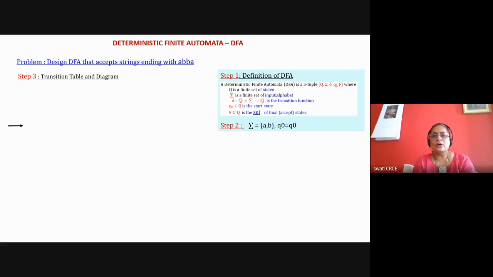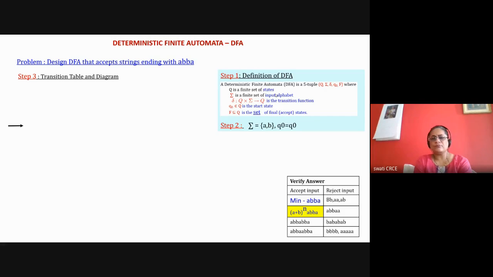First step is to write the definition. So I'm writing the definition here, that it is a set of 5 elements and the meaning of them. Now by looking at the problem, my sigma is equal to {a, b}. There are two symbols a and b, and the initial state is Q0. The next step is to identify the valid strings and invalid strings. So I'm saying here that my minimum string is ABBA. Does anyone have any doubt in this? My minimum length string will be ABBA.